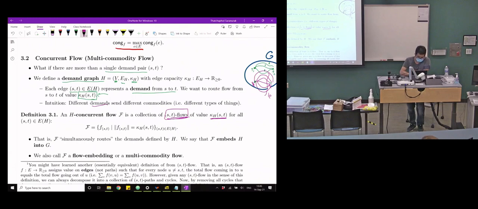So to write it in mathematical terms, it's just a set of ST flows such that each ST flow satisfies the demand. Forget about congestion for now, right? You have a set of demands and you have an ST flow for each of those demands. That is an H concurrent flow.